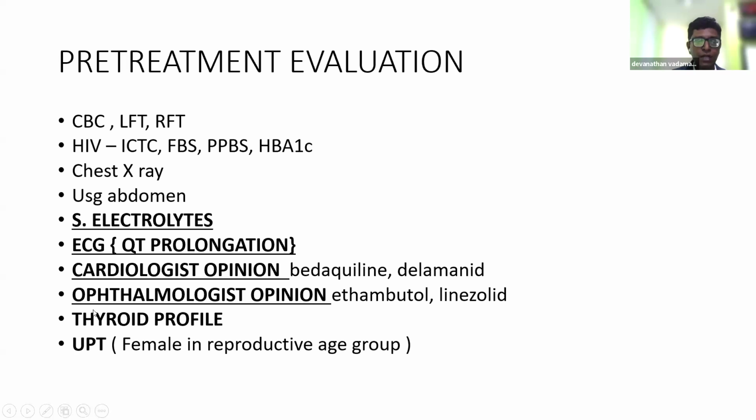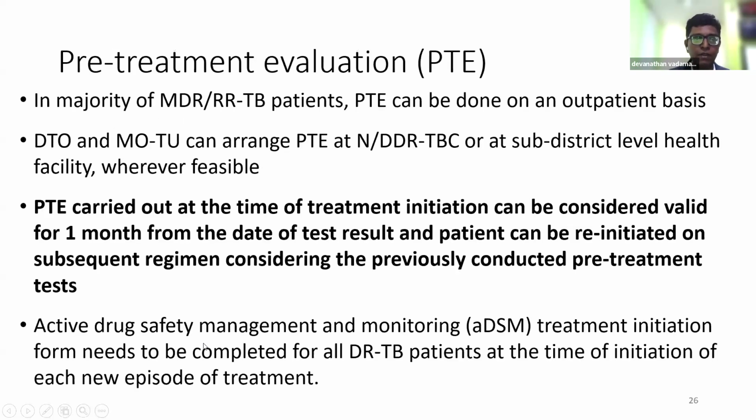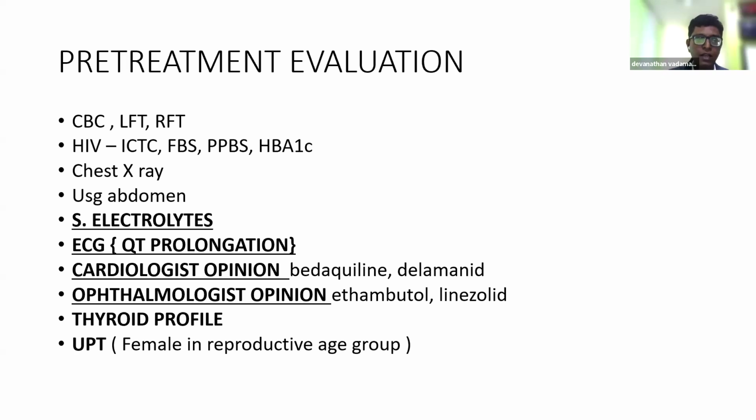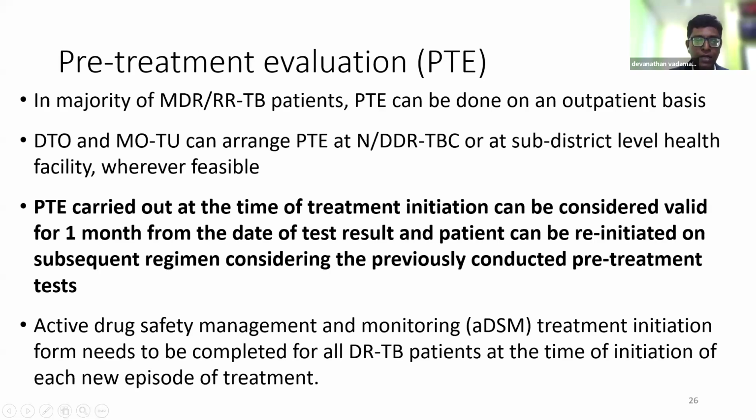We do a baseline thyroid profile also. And in females of reproductive age group, we should do a urinary pregnancy test because these drugs are teratogenic. You should know whether the female patients in the reproductive age group are pregnant or not. So pre-treatment evaluation must be done. It's valid for only 1 month. Before starting the regimen, the pre-treatment evaluation should always be done within 1 month of starting the regimen. With this only we'll start the regimen. So all these investigations should be within 1 month from the date of starting the regimen. If not, we should repeat them.